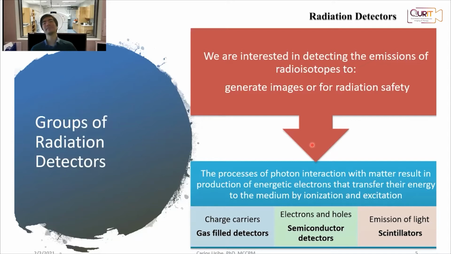We have different types of detectors. We have what we call charge carriers, which typically are gas-filled detectors. We have semiconductor detectors, in which we deal with electrons and holes. And we have what's called scintillator detectors, which emit light when there are interactions with radiation.